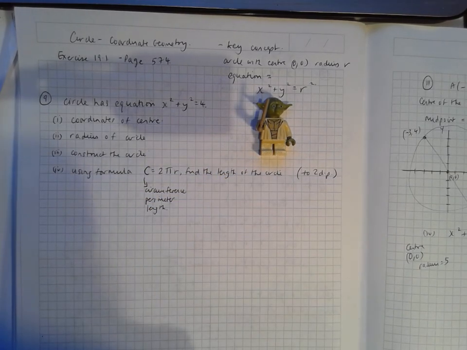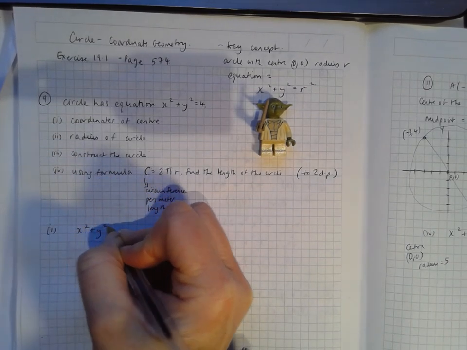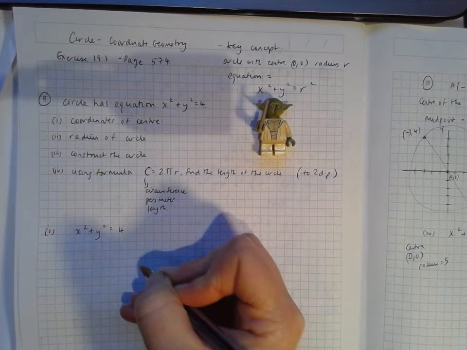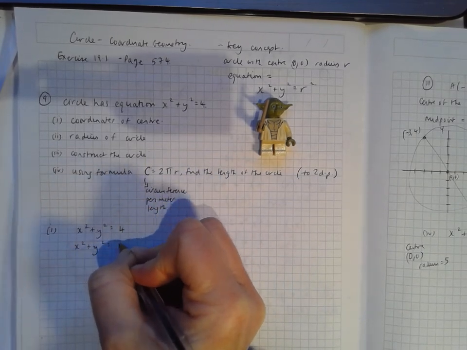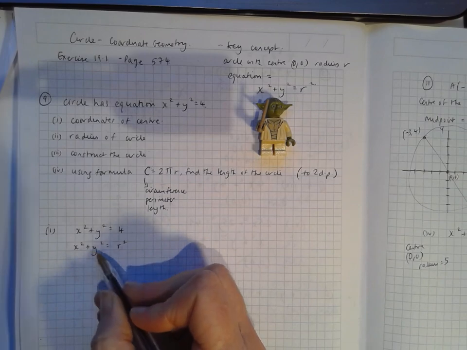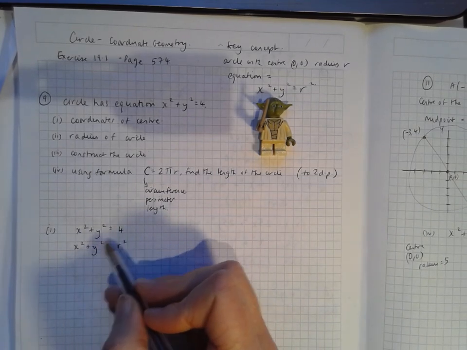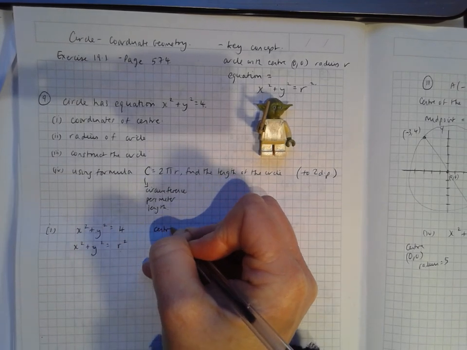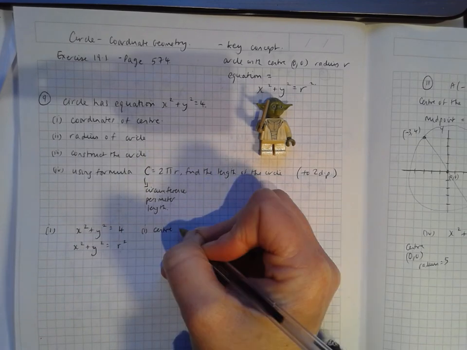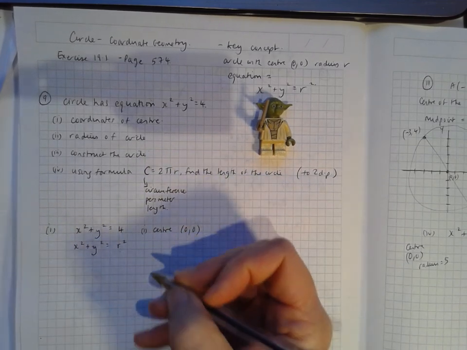So let's start off. We've got x squared plus y squared is equal to 4. We're going to compare that to x squared plus y squared equals r squared, which is the equation of a circle with center 0, 0 and radius r. Looking at this, we can see it's x squared plus y squared in both. So the first thing is the coordinates of the center are 0, 0.